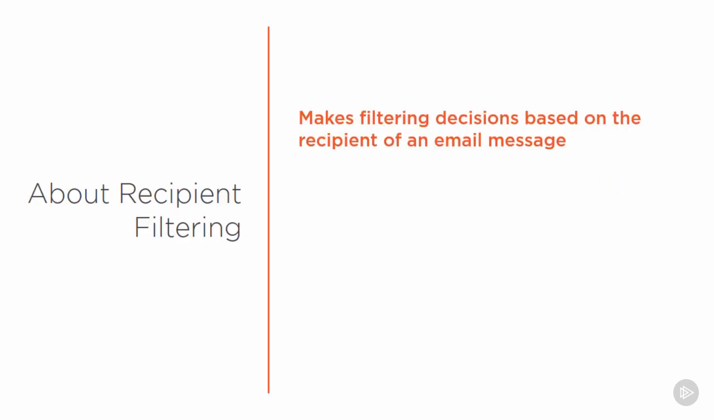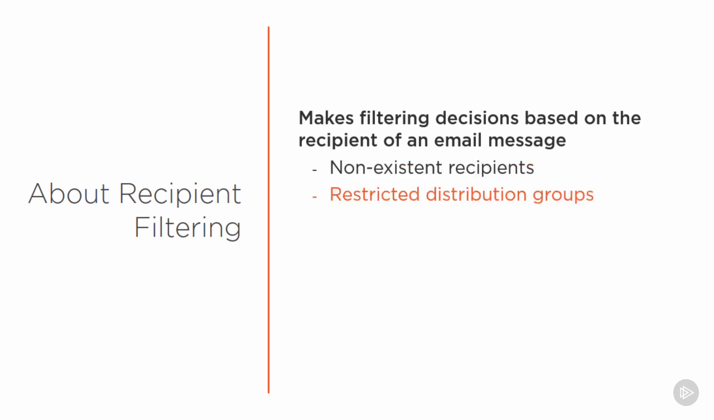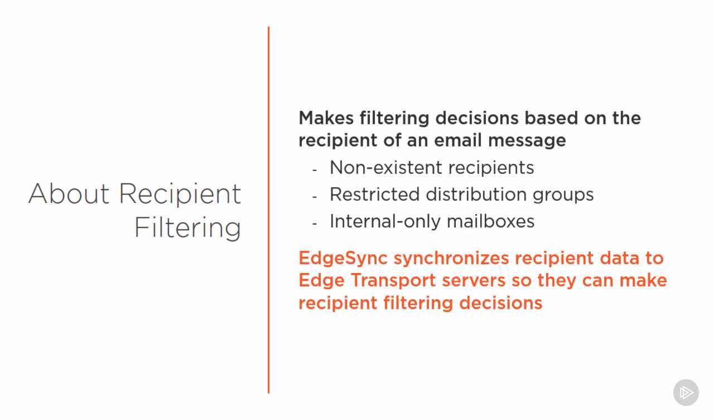Recipient filtering is also fairly straightforward. Recipient filtering will make filtering decisions based on the recipient of an email message. So it can check for things such as non-existent recipients, restricted distribution groups, and mailboxes that you consider to be internal-only mailboxes, and you've configured to only accept email from internal senders. Recipient filtering achieves all this by synchronizing recipient data to the Edge Transport servers as part of the Edge Sync process so that they can make those recipient filtering decisions.